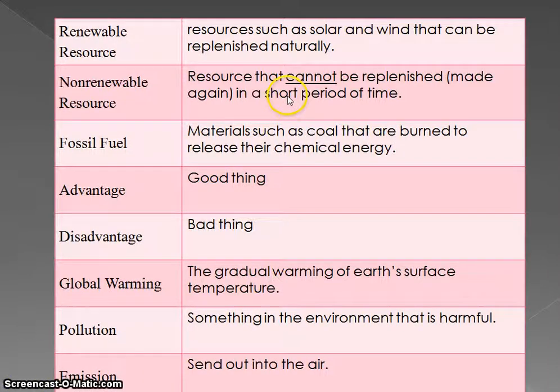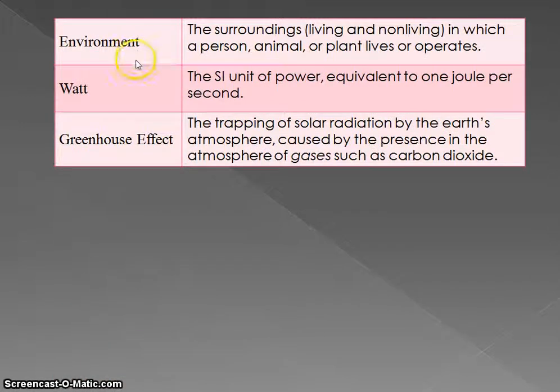Here are the words to know. Renewable resource, non-renewable resource, fossil fuel, advantage, disadvantage, global warming, pollution, emission, environment, watt, greenhouse effect.